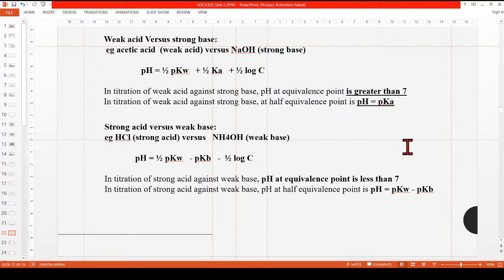Okay, in the basic region. And for strong acid versus weak base, the indicators are selected so that they are in the lower pH region. This is about acid base titration. So for your syllabus, acid base titration was covered in detail. Just remember these things.